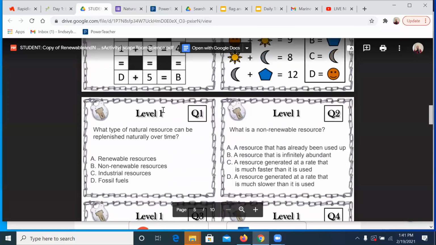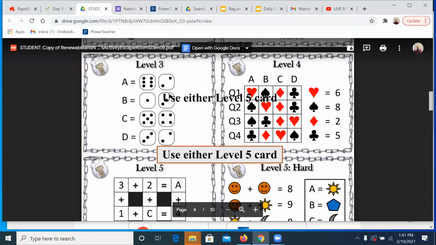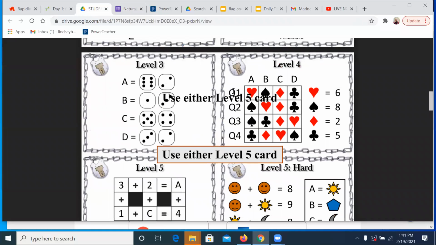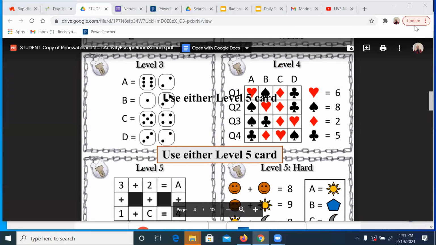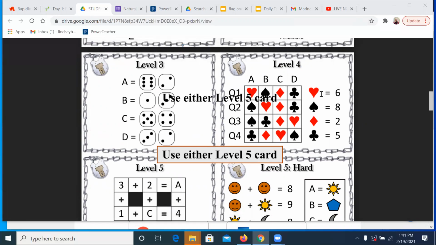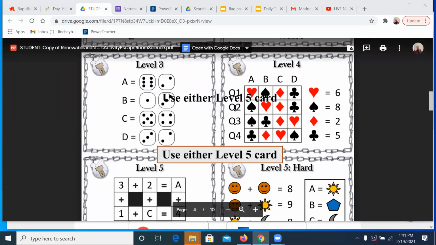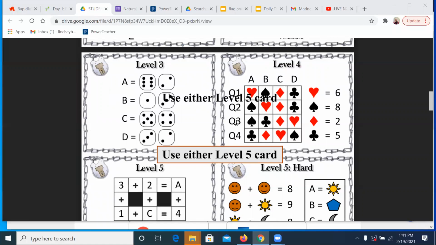Level 3 is a little bit more difficult. So if you're answering question number 1 and your answer is A, we would know that a heart equals 6. But say your answer is actually D, we would know that a spade or a club equals a 5. So for each question, the numbers differ. So if I was on question 3 and my answer was C, it would be a diamond, or 2.